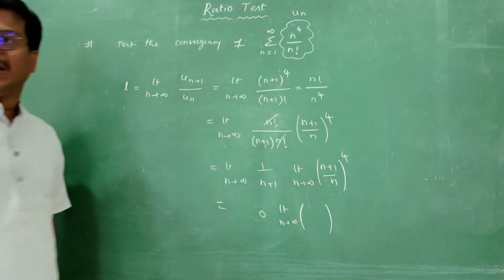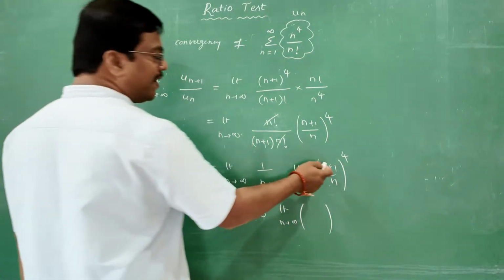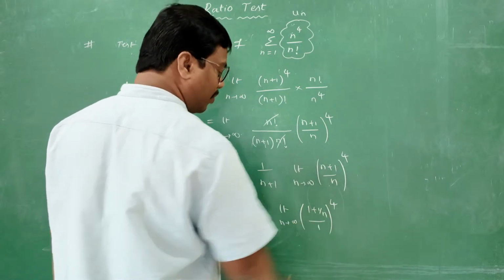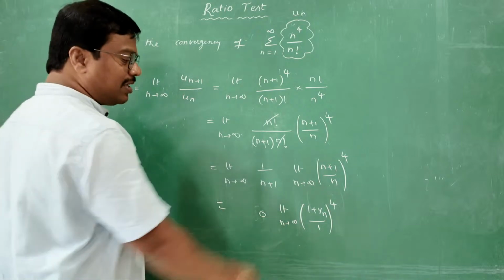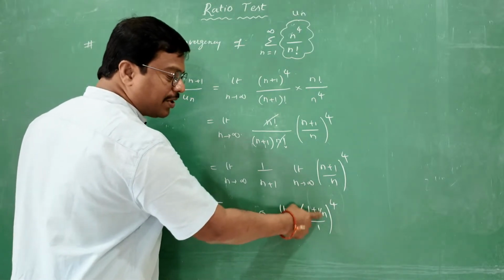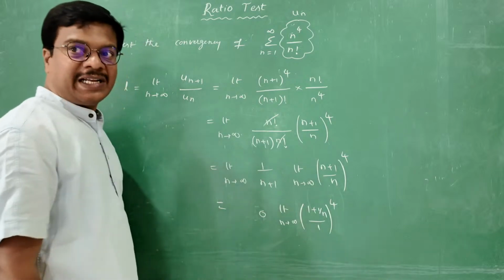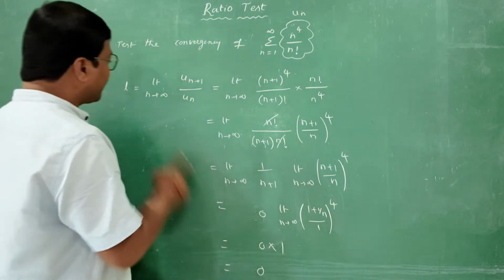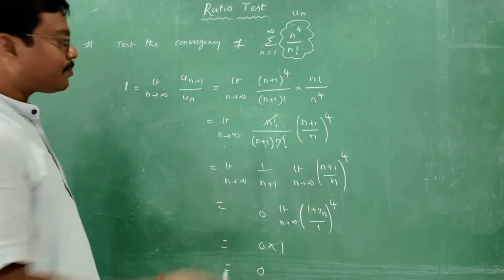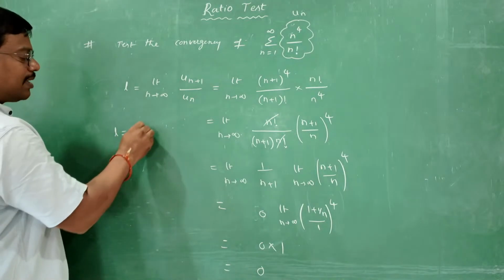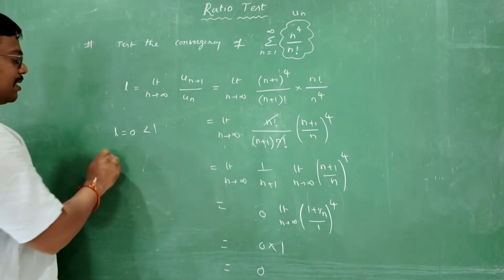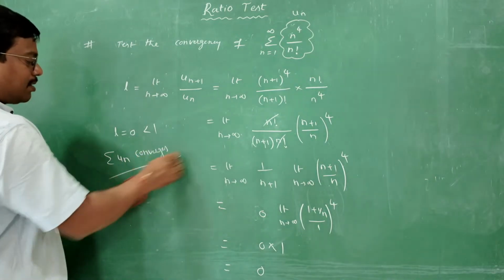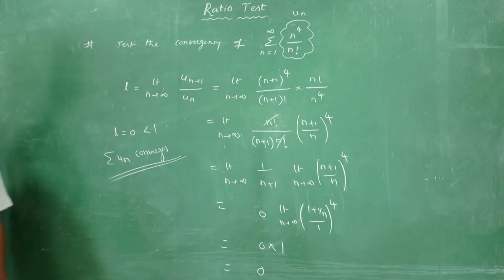here in the numerator and denominator, if each term is divided by n, then what happens? 1 plus 1 by n, by 1, whole to the power 4. Now apply limit n tends to infinity. 1 by infinity becomes 0 here. 1 by 1 whole power 4 gives the result 1. So 0 multiplied by 1 gives the result 0. L value we got is 0. When L equals 0, clearly it is less than 1 and hence summation un converges. So the nature of summation un is convergent.